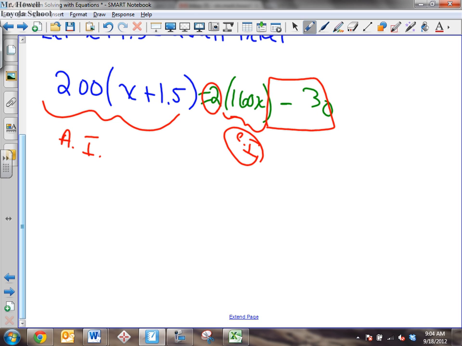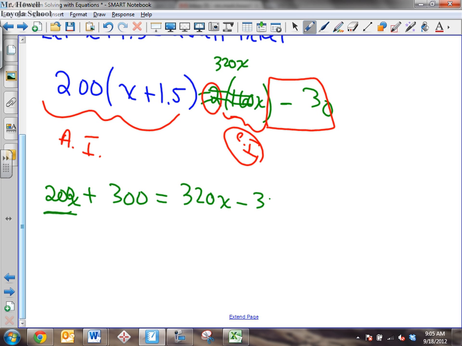So, 200 times X, and then 200 times 1.5. What's 1.5 times 200? 300. Good. By the way, that's a 200x here, 200x on the left side. Equals, now we got 2 times 160. 2 times 16 is 32, so 320. Replace this right away with 320x. So we know it's 320x minus 30.